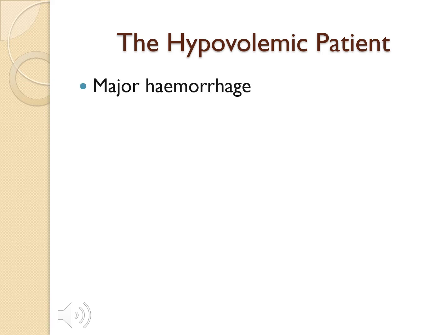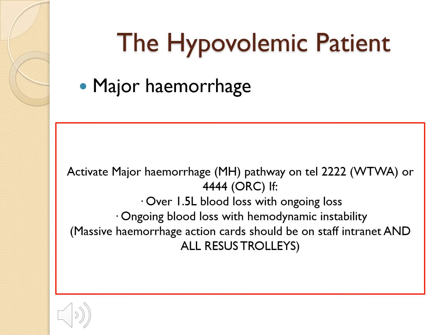The first step in the management of a major hemorrhage is to ask for help. You can activate the major hemorrhage pathway on either 2222 within Shore Trafford or 4444 at Oxford Road campus, if the blood loss is over 1.5 litres and ongoing, or there's ongoing blood loss with hemodynamic instability, so if the patient is showing signs of shock. All details of the major hemorrhage action cards should be on the staff intranet and on all your resus trolleys in clinical areas.